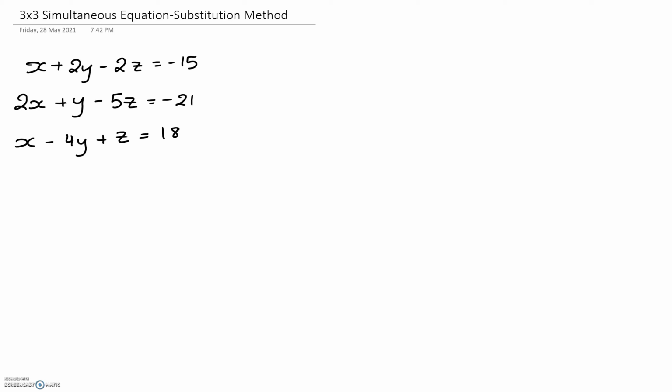So we're going to look at a 3 by 3 system of equations, and we're going to use the substitution method to solve this problem. So I've got three equations over here, and obviously we can see our variables are x, y, and z, and these equations are written in standard form, and we want to find out where these three equations intersect.